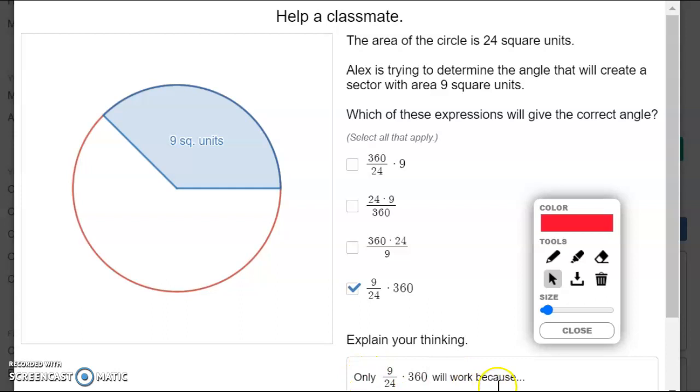And I'm asked to explain my answer. Is that the only one that can work? What about this one? 360 divided by 24. That's actually the same expression. This would also work.